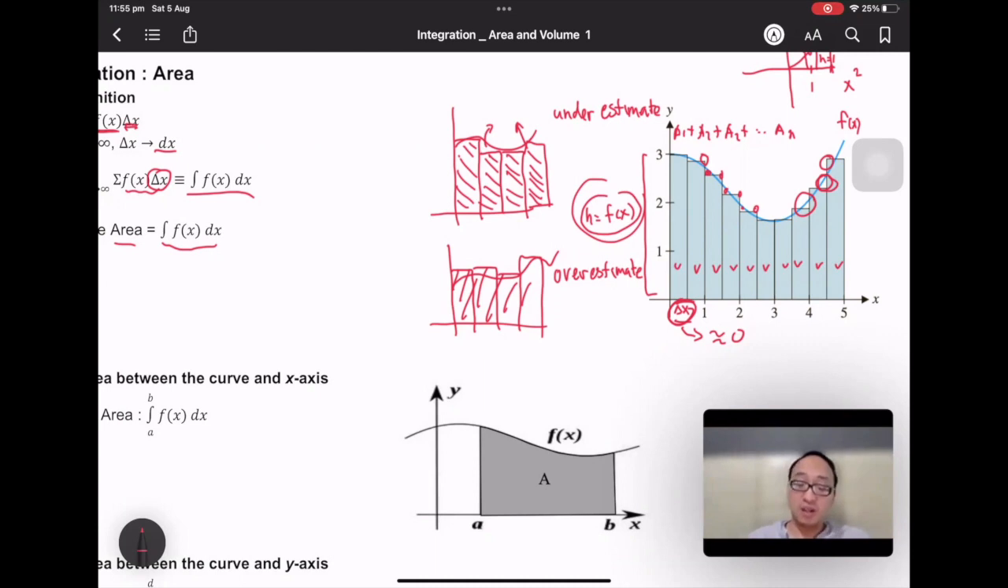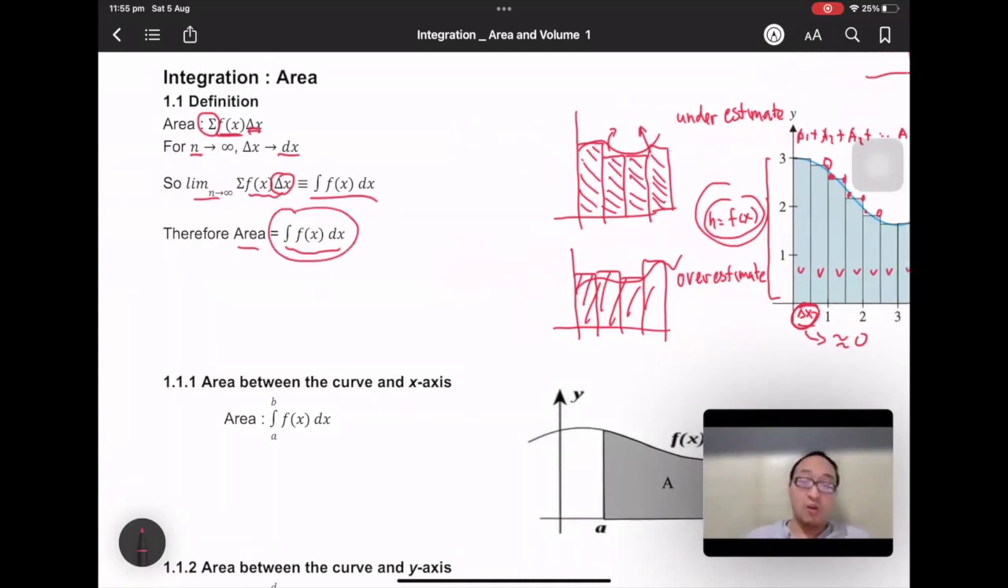That's why using integration will prevent the under and overestimate in the calculation, because now the number of rectangles becomes very many. I can draw very small rectangles, so the area will be very accurate. So using integration, we can assure that the area between the graph and the axis will be accurate.